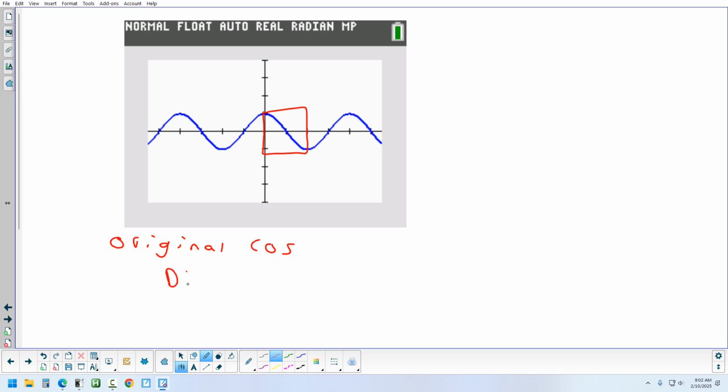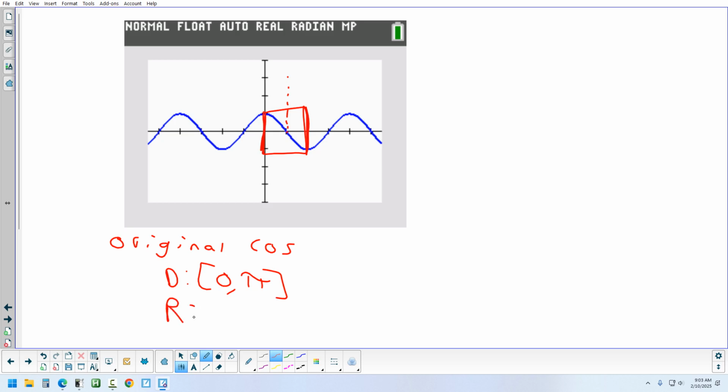What can we limit the domain to force it to pass the horizontal line test? 0 to pi over 2 would be right where that dotted line is. So where our right edge of the box is past that. Yep, pi. Yep, 0 to pi. If you limit the domain to be from 0 to pi, you will have a section that passes the horizontal line test, which now means the inverse cosine is a function.